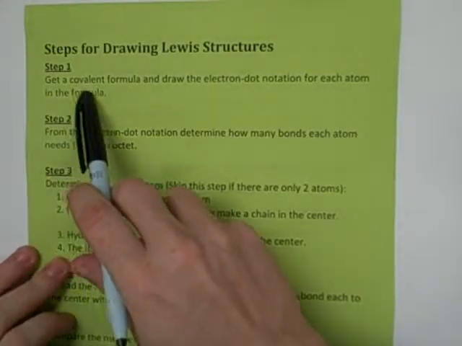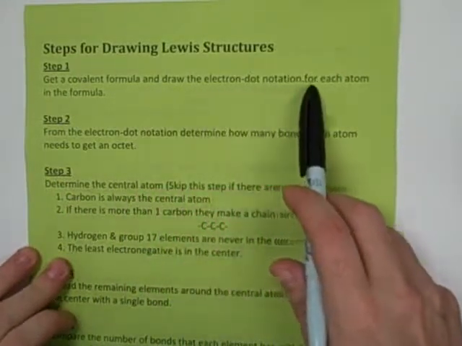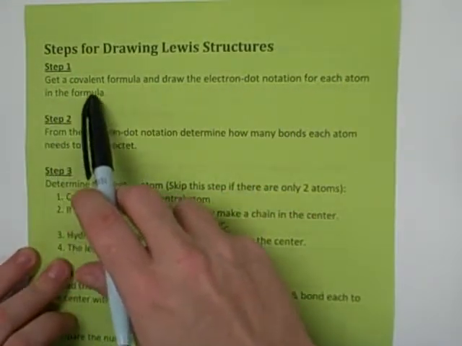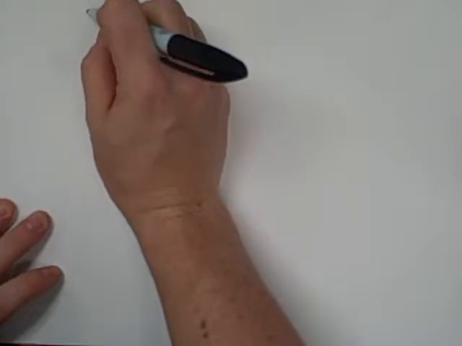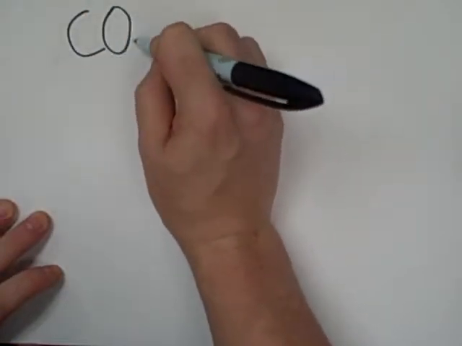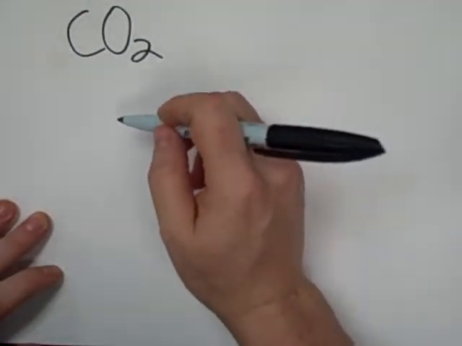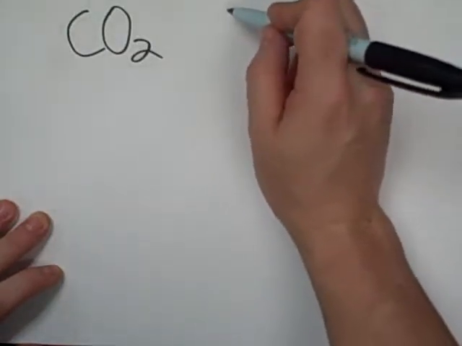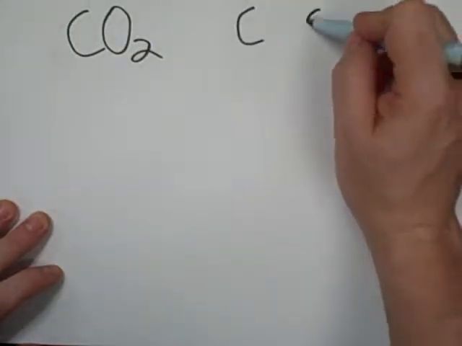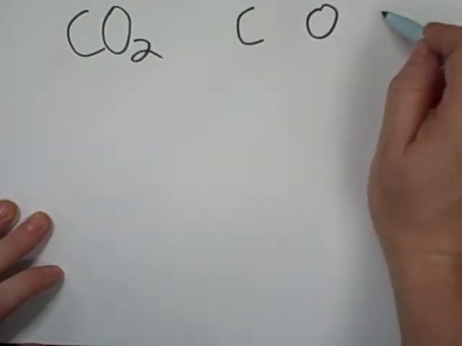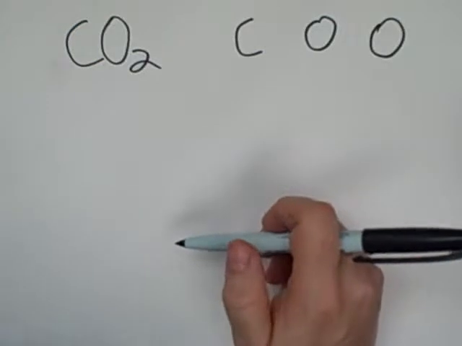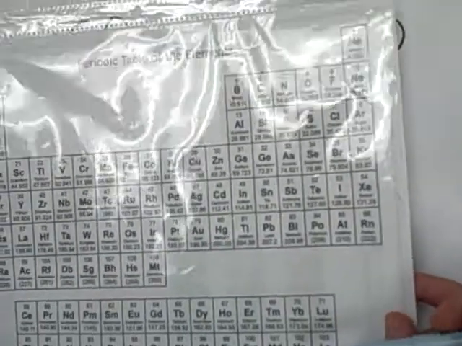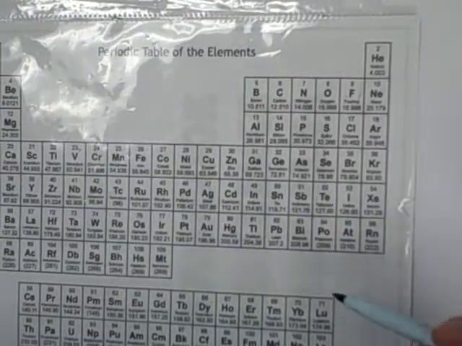Step 1. Get a covalent formula and draw the electron dot notation for each atom in the formula. So let's look at carbon dioxide, CO2. We're going to draw the electron dot structure for C and O, carbon and oxygen. The electron dot structure comes from the valence electrons, so we need to look on the periodic table.